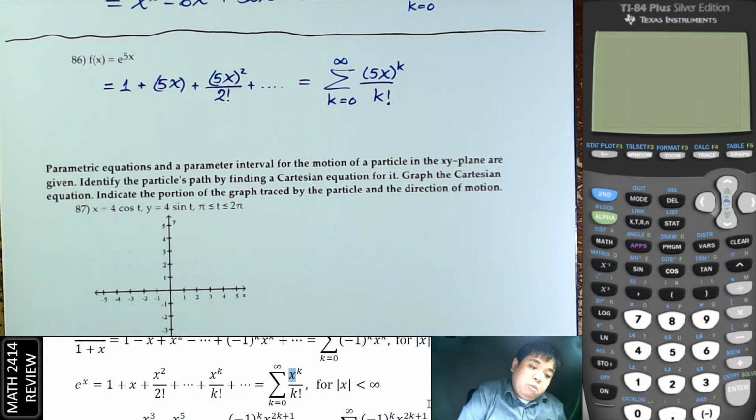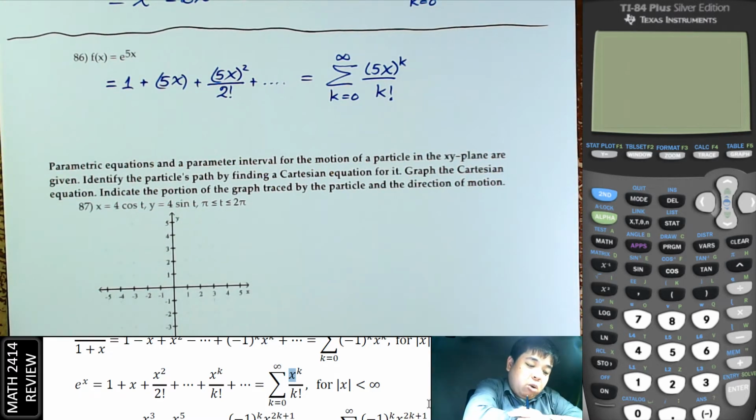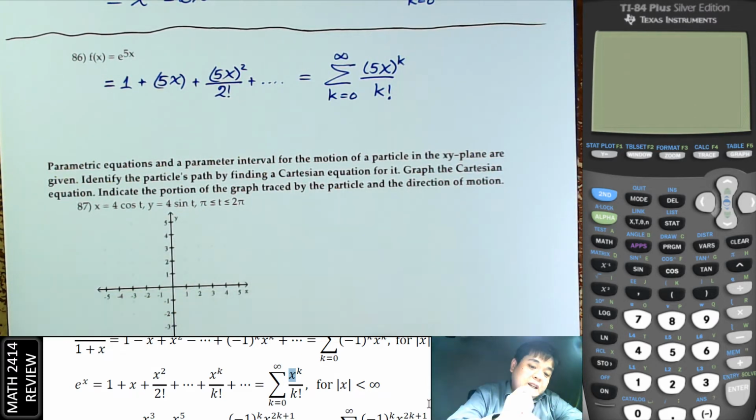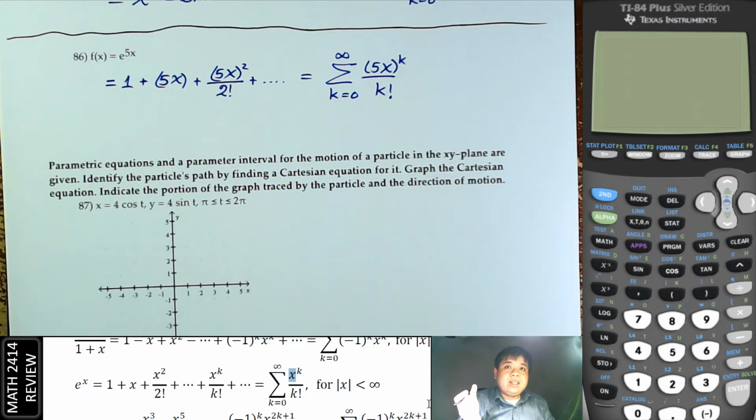Parametric equation and parameter interval for the motion of the particle in the xy plane are given. So this is the parametric equation. Identify the path by finding the Cartesian equation. From this we find the equation that relates x and y together, and then graph it and indicate the direction. Here we have x equal to 4 cosine t and y equal to 4 sine t, and we need the equation that relates x and y together.